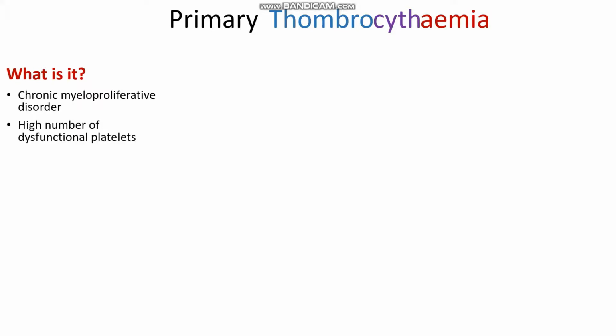Great, now let's talk about primary thrombocythemia. Again, a very, very similar condition to the last one. Primary refers to the fact it's of its own accord. Thrombo, platelets, cytes, cells, and emia in the blood. So what is primary thrombocythemia? Well, it's again a chronic myeloproliferative disorder where we have too many platelets, specifically dysfunctional platelets, in our blood.